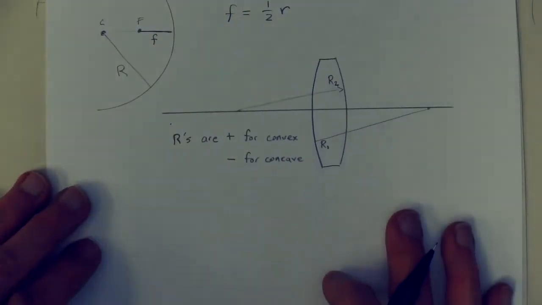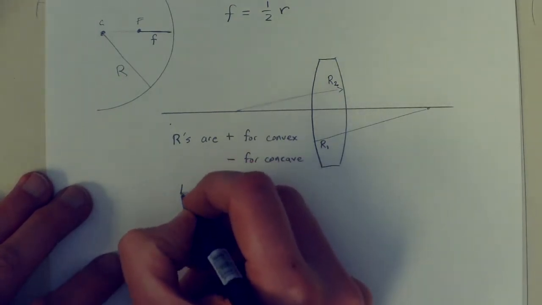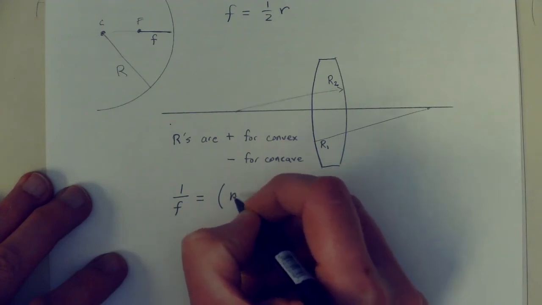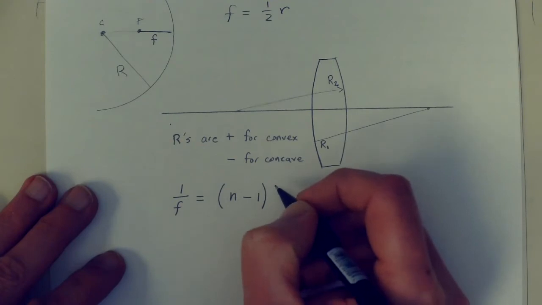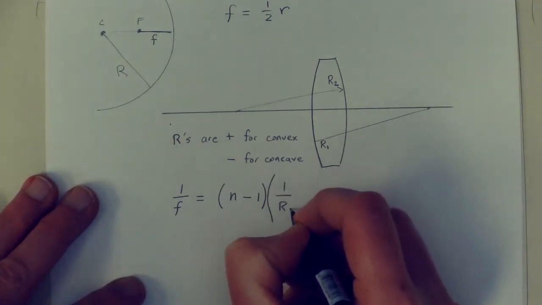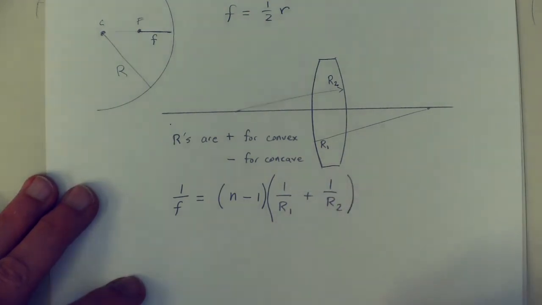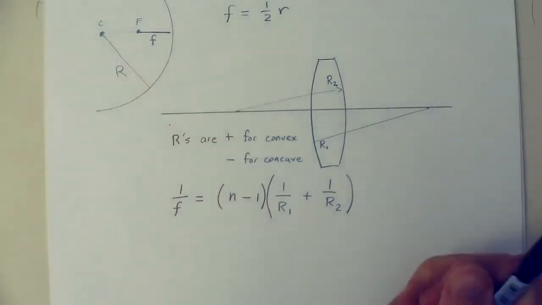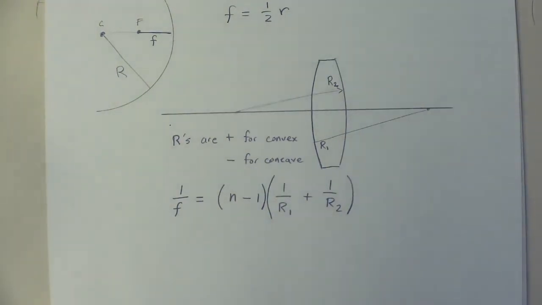If you adopt that convention, then the lens maker's formula is the following. 1/f is equal to n, that's the index of refraction of the glass, minus 1, times 1/R1 plus 1/R2. That's the whole formula right there. So let's do some examples just to be clear how to use this formula.